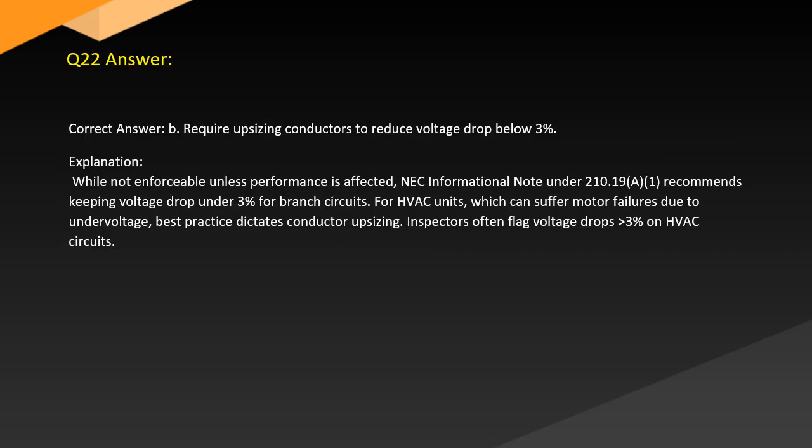Answer. Correct answer: B. Require upsizing conductors to reduce voltage drop below 3%. Explanation. While not enforceable unless performance is affected, the NEC informational note under 210.19(A)(1) recommends keeping voltage drop under 3% for branch circuits. For HVAC units, which can suffer motor failures due to undervoltage, best practice dictates conductor upsizing. Inspectors often flag voltage drops over 3% on HVAC circuits.